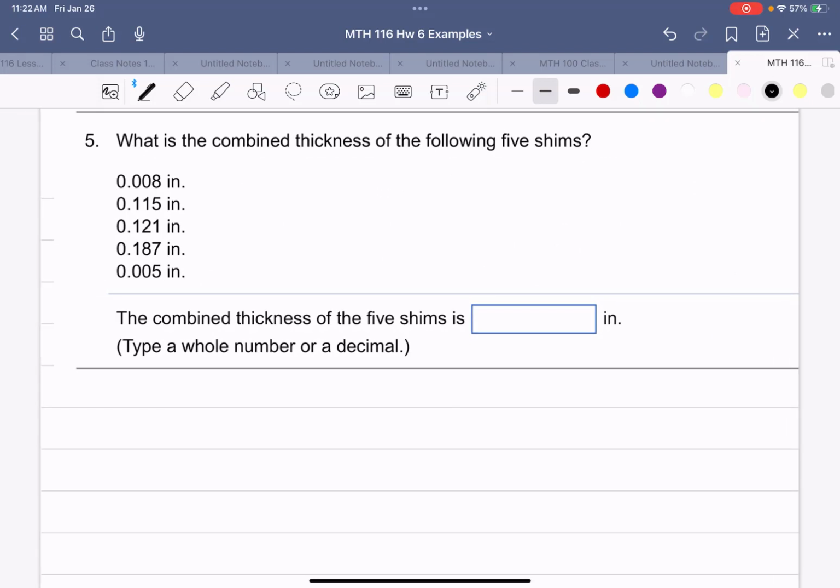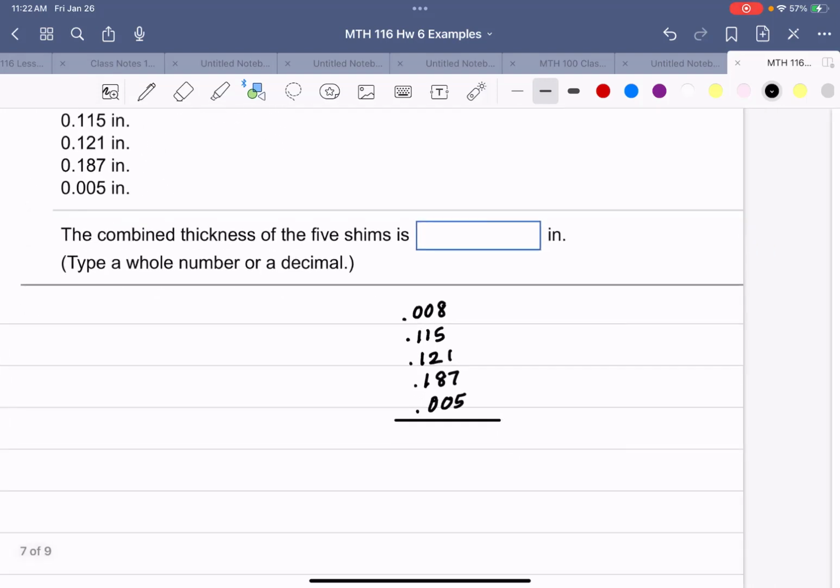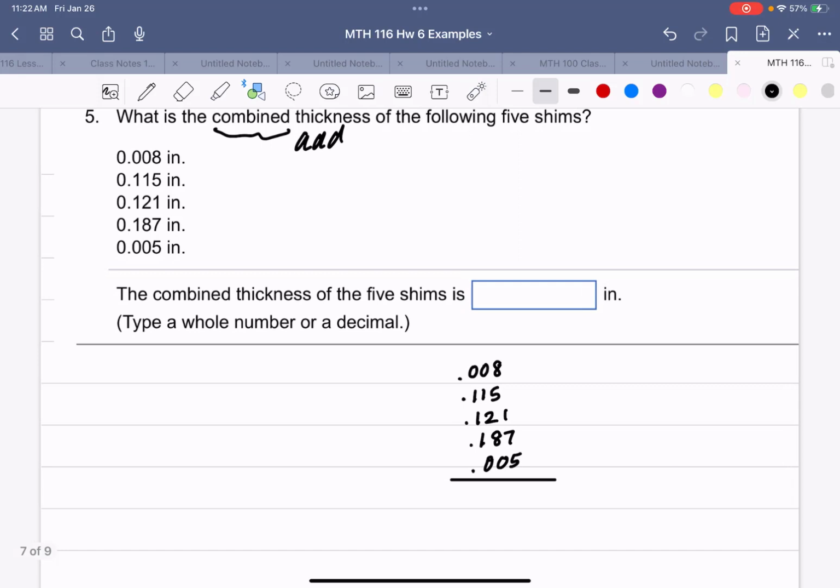Example number 5. What is the combined thickness of the following 5 shims? Well, combined, that's telling us we're going to need to add. And so notice they all have 3 places after the decimal, so we just line those up, and then we'll add. And of course, you can use your calculator on all of these, but I do them manually just so you see how it's done and that it can be done. So 0.008, 0.115, 0.121, 0.187, and 0.005.